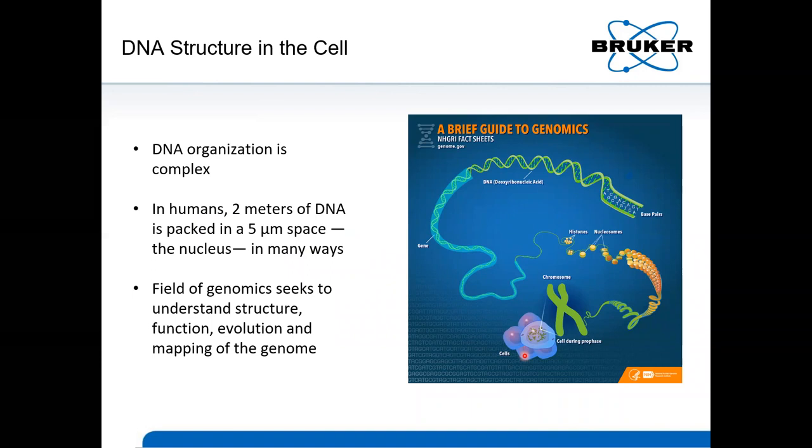Within every human cell, roughly 2 meters of DNA is packed in a 5-micron space, the nucleus, in the form of 23 pairs of chromosomes. The estimated 20 to 25,000 genes that make up these chromosomes are responsible for the production of all the proteins in the human body. So understanding the structure, function, evolution, and mapping the genome is essential to discovering the genetic basis for health and disease.